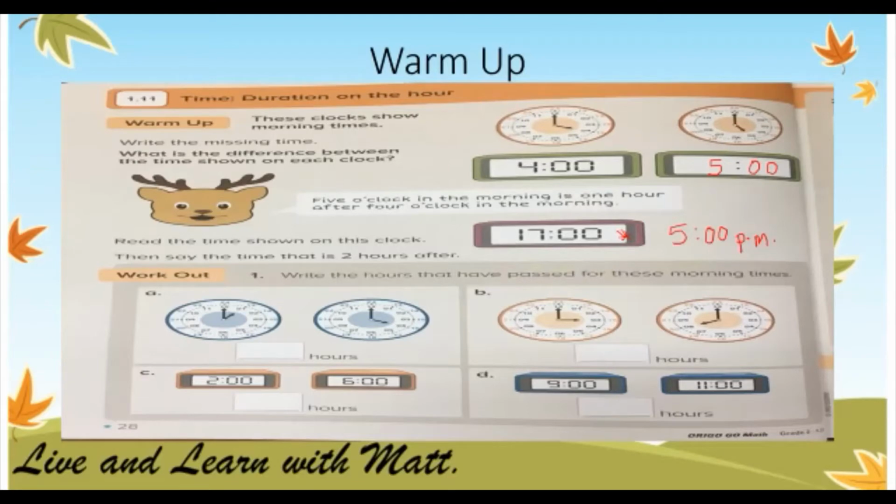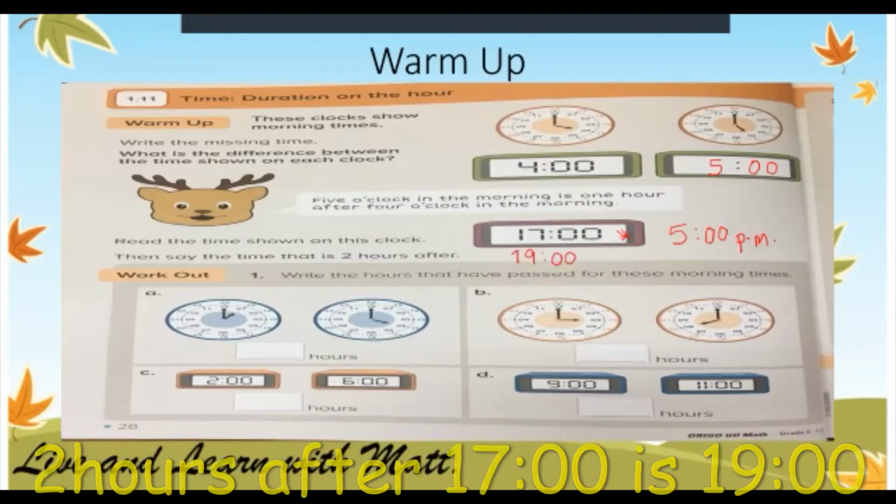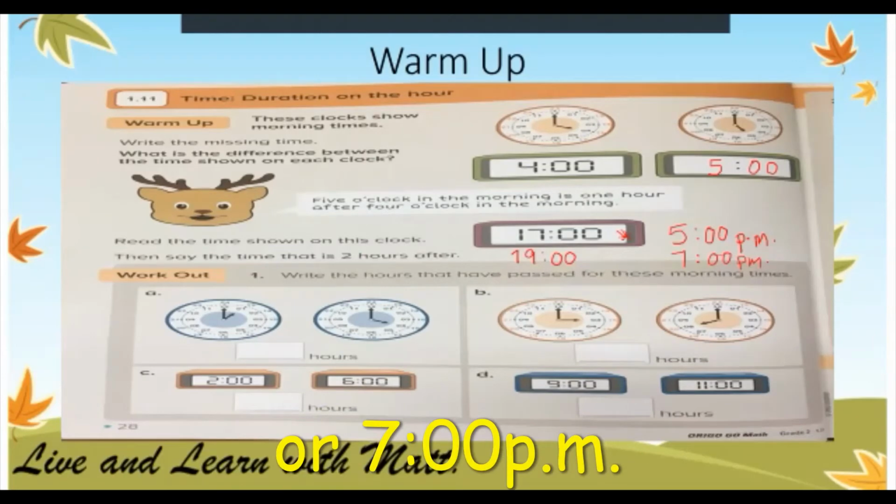Now, what time is 2 hours after 5 p.m.? The time that is 2 hours after 5 p.m., we count on, will be 19 o'clock, which is 7 p.m.